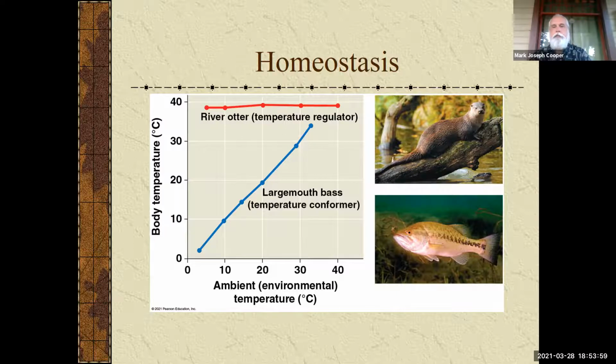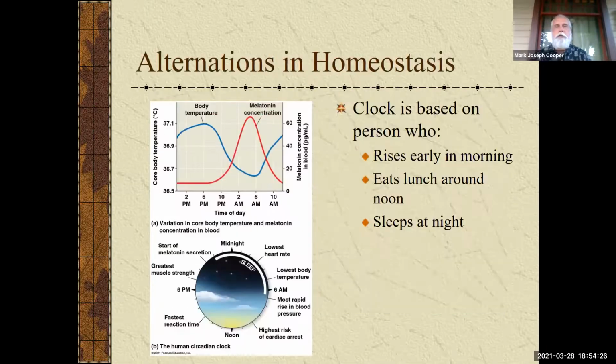On the bottom, we have what's called a conformer, and that would be a largemouth bass. And what you're seeing is its body temperature is pretty close to what the environmental temperature is. They do not control it much. And so that would be called a conformer. So your regulators are ones that are trying to keep a basic body temperature, whereas a conformer is just doing what the environment is doing. So we're going to look at some of these terms.